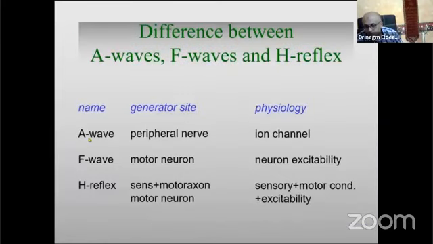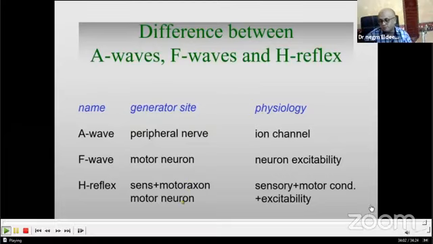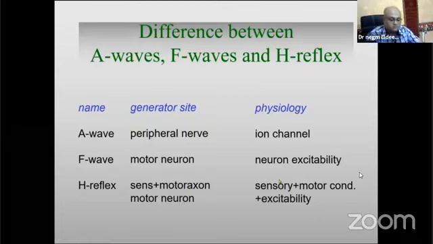So the difference again between them: A waves are from the peripheral nerve, probably ion channel trouble. F wave, motor neuron, and looks at motor neuron excitability. And H reflex takes care of both the sensory and motor axon conduction and the excitability of the motor neuron in, for example, central disorders, but also useful in some radiculopathies.